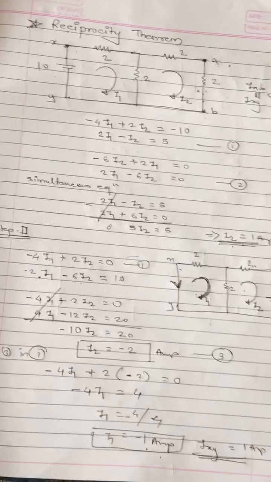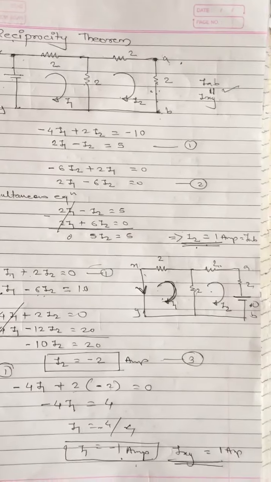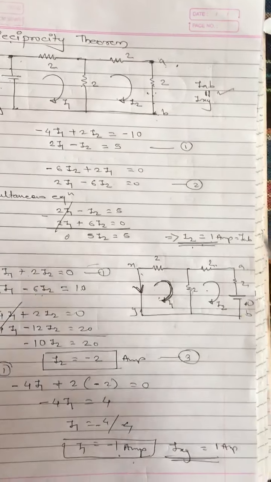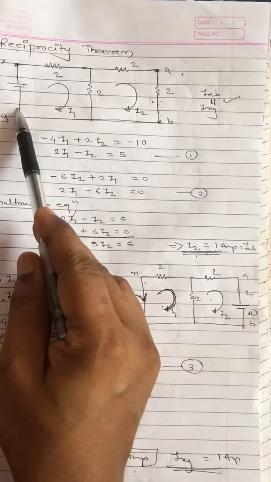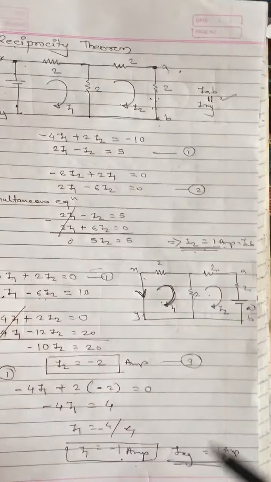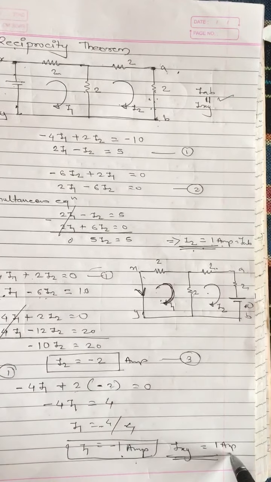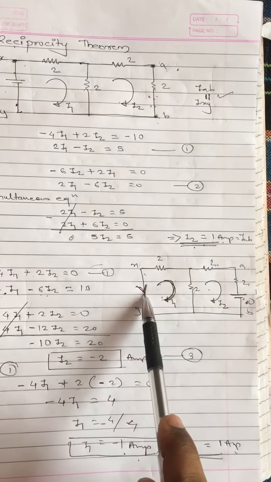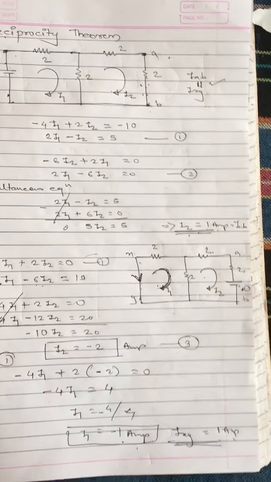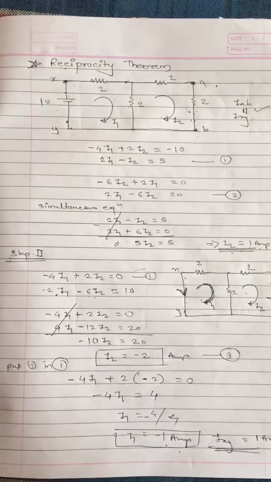So see whether it is validating the reciprocity theorem. The current IAB was 1 ampere when the voltage source was here and we found the current here, and the current IXY is also 1 ampere when the voltage source is placed over here and we find the current here. So this is how the reciprocity theorem can be validated. Thank you.